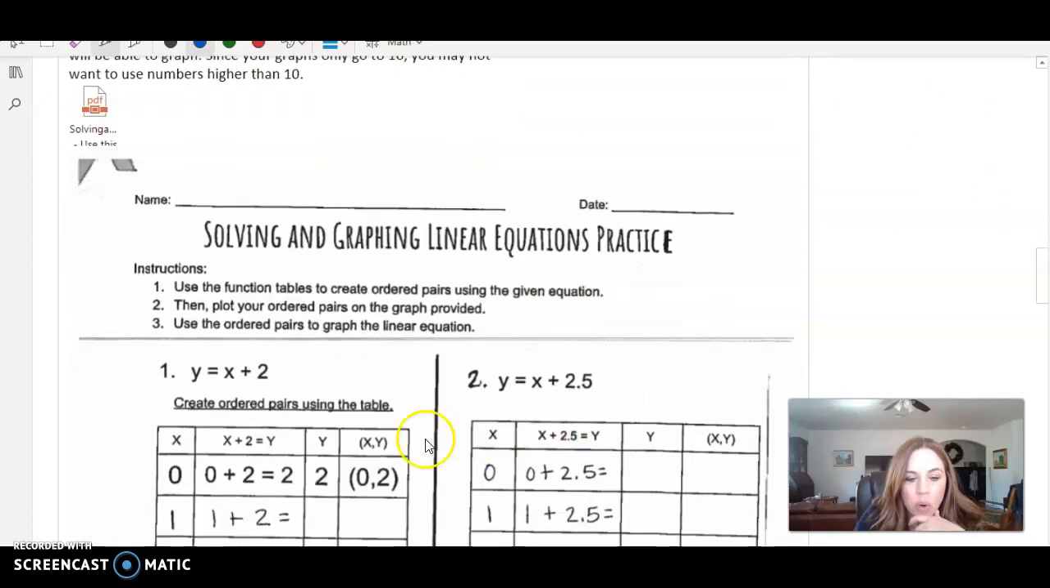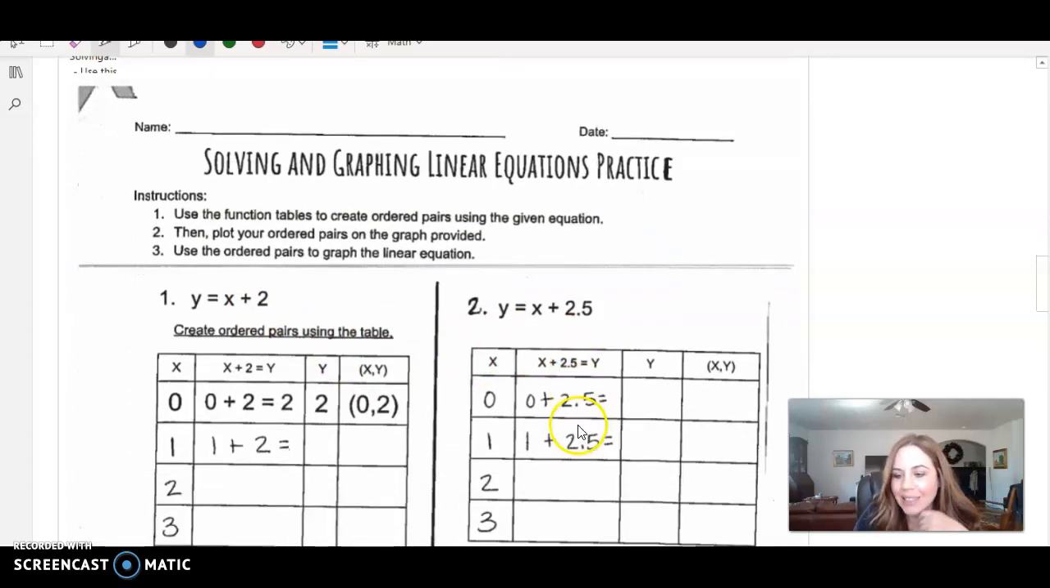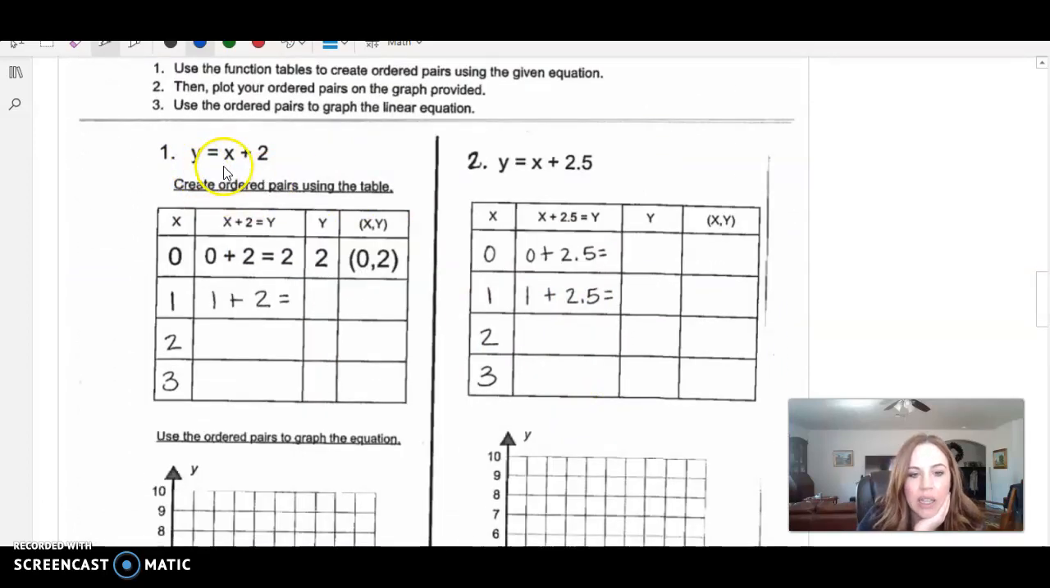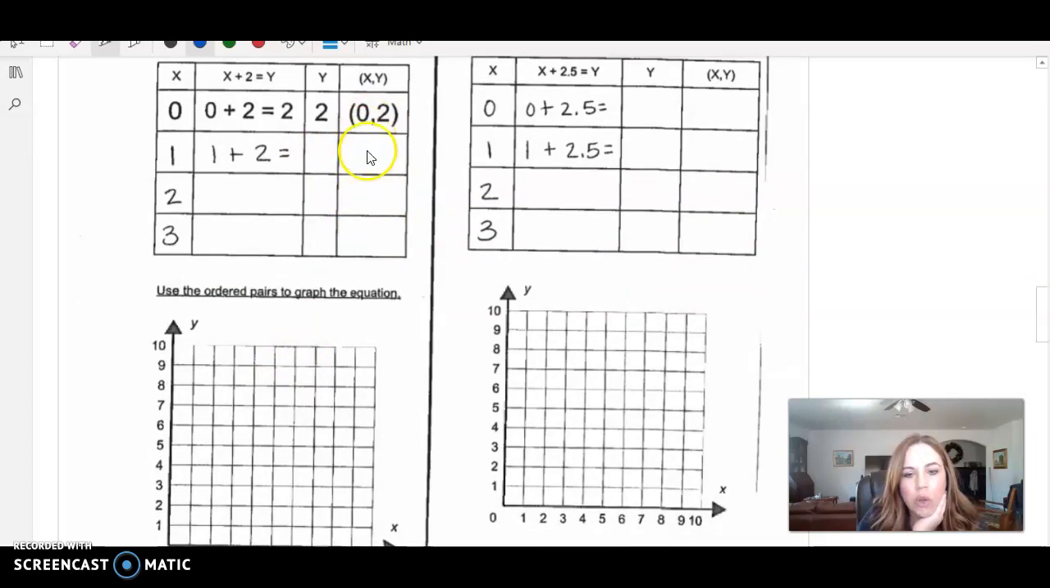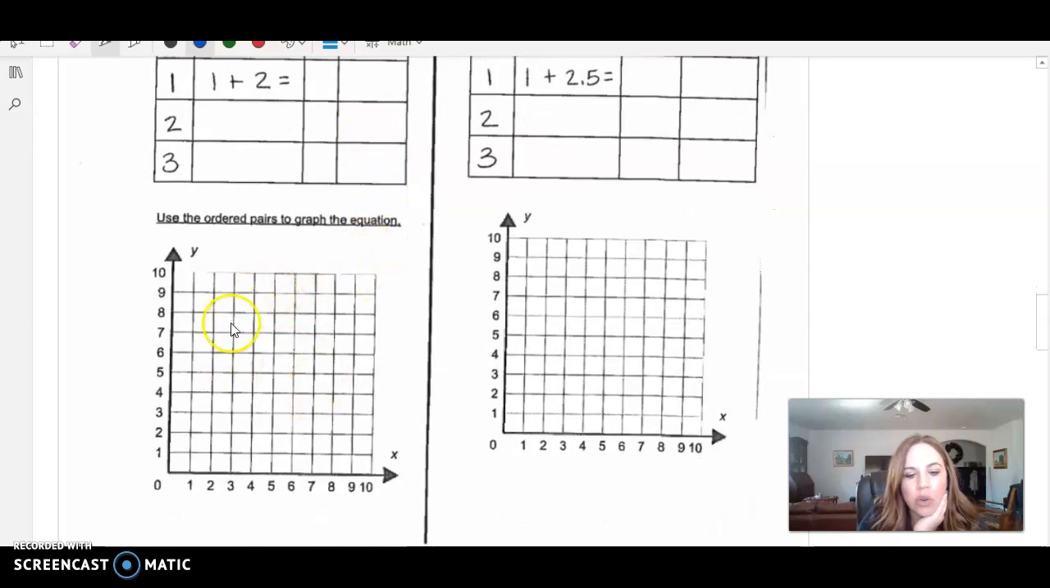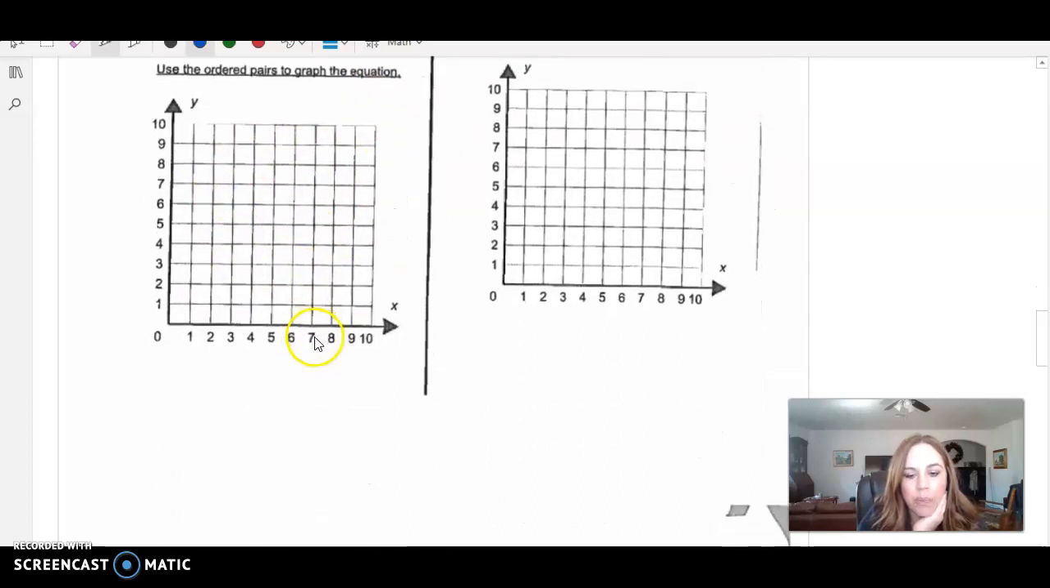Okay, so you are going to do the exact same thing we've done together. Again, you have a rule that has been given to you. And over the first few, I tell you what to use for x. And then you plug in the x value using the rule to figure out what your y is going to be. And then you're going to create your ordered pair. And when you have your ordered pairs here, you're going to graph them below.